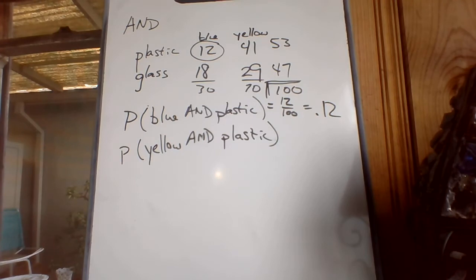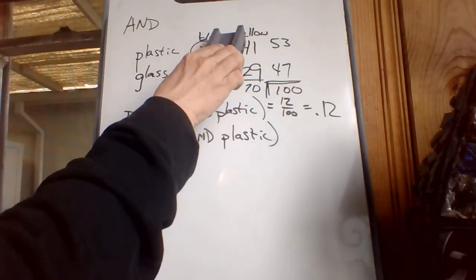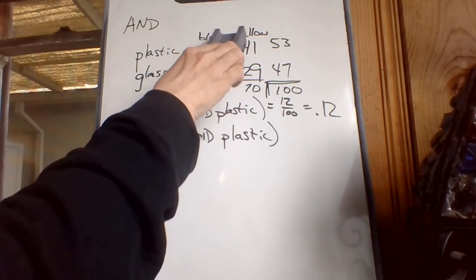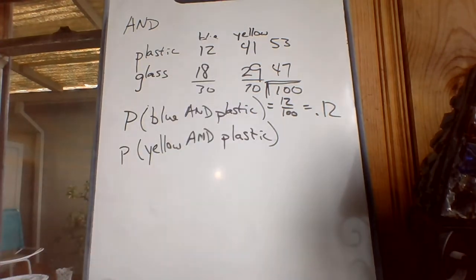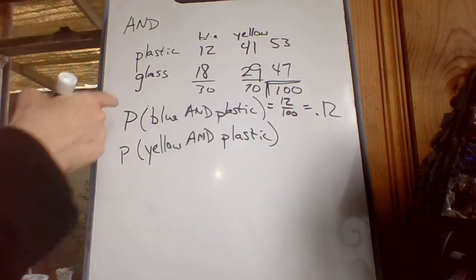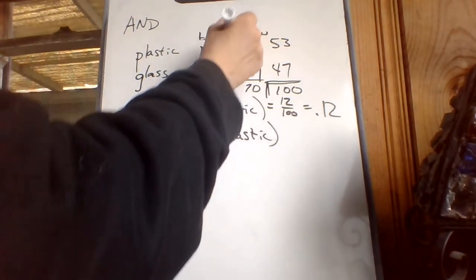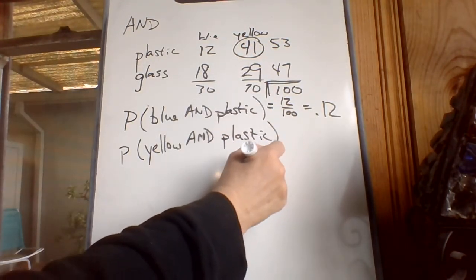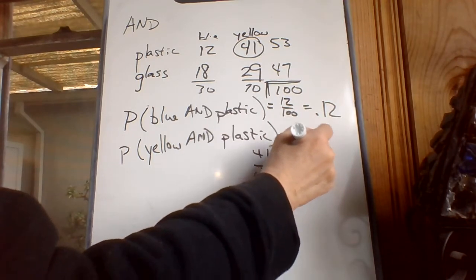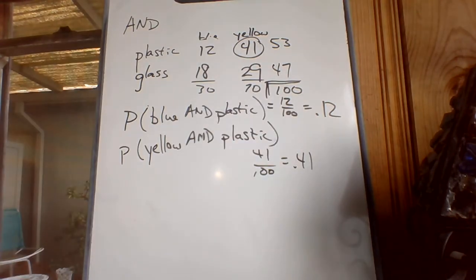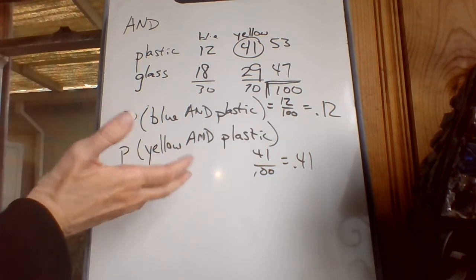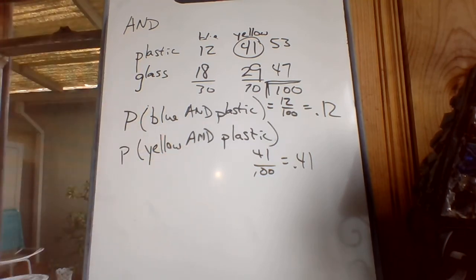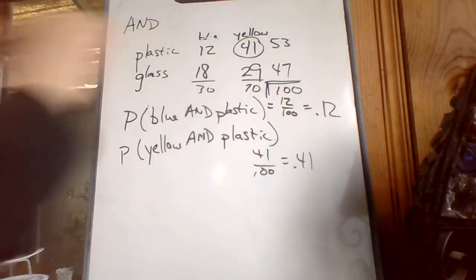All right, yellow and plastic. Now we don't even need to think it through. I just find the words that match up and circle that one, and that's my numerator. Yellow plastic, that one right there, 41. So 41 out of 100. And that's how you do and. You find the one that you can circle that matches the words, and that's your numerator. And always this number down here is your denominator.